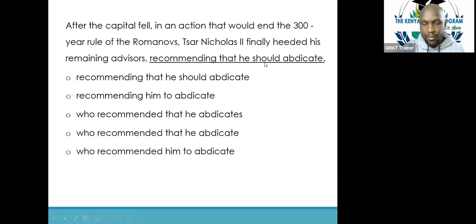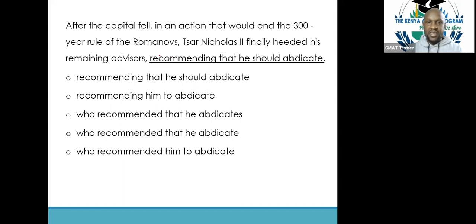We can look at another example just to reinforce your understanding, and I'm sure you'll get the topic more clearly after that. So the second example reads: after the capital fell in an action that would end the 300-year rule of the Romanovs, Tsar Nicholas II finally heeded his remaining advisors, recommending that he should abdicate. So again, the first task will be to look for the subjunctive trigger.